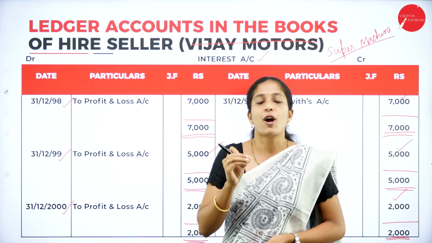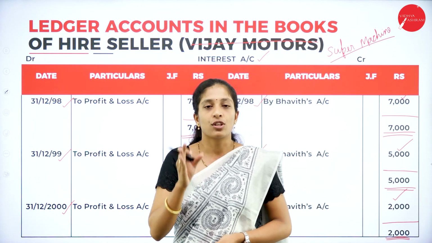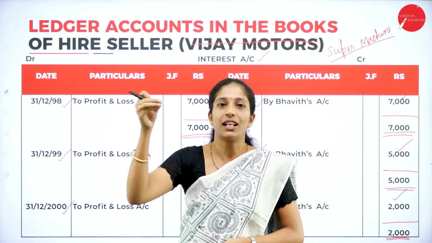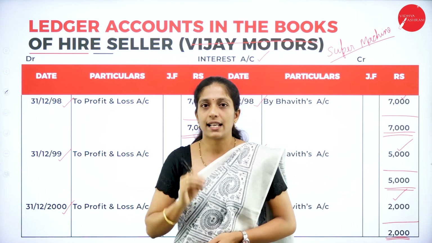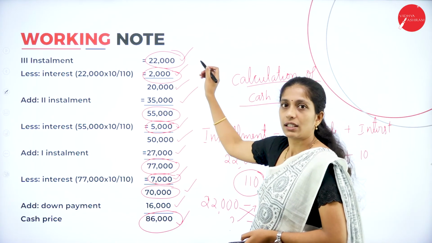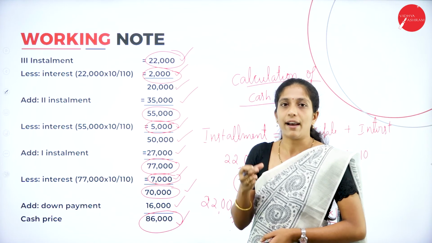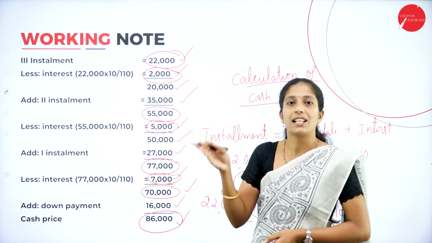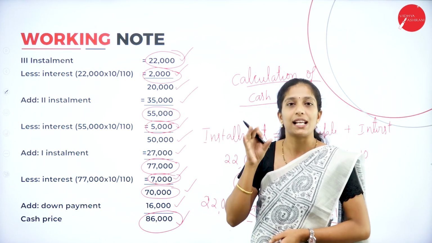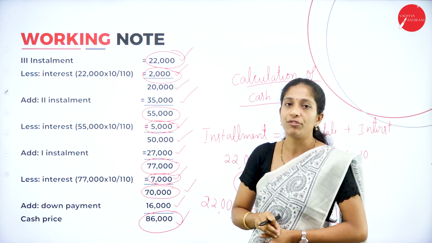So this is a problem where the cash price of the asset is not given. In such a situation, we have to start with the third installment less interest. If you see the working note, we have to start with the third installment. They will give in the question what has been paid in each installment. Since they have not given the cash price and they have given the total installment amount to be paid, it means that it is inclusive of interest.